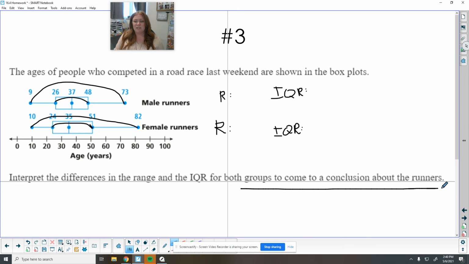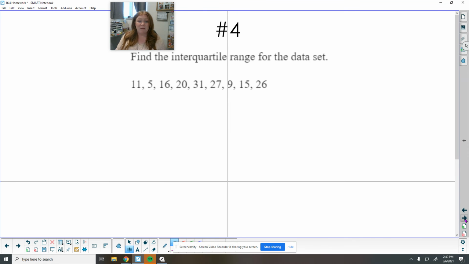So what conclusion can we come to? So which of these is more consistent? Which one has a smaller set of data? So we're looking for those smaller numbers. Or it might ask which one is more spread out, and that's the ones with the larger range and interquartile range.